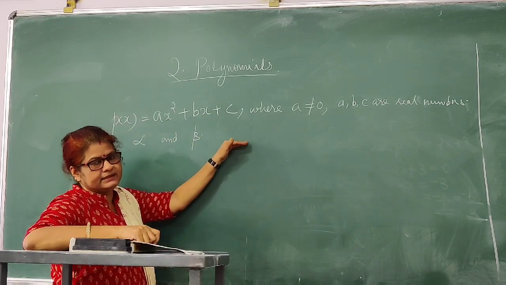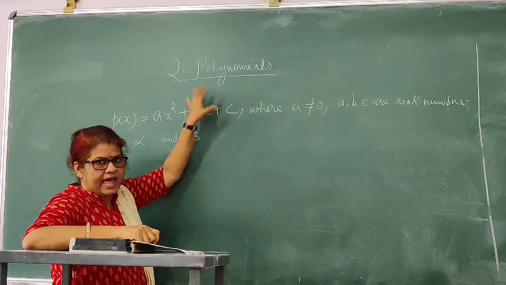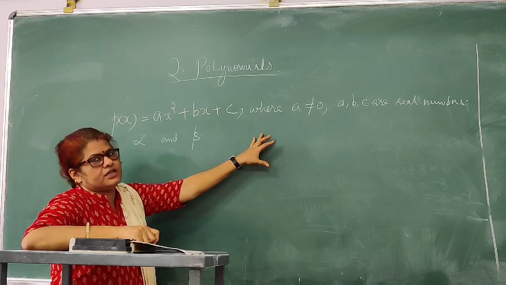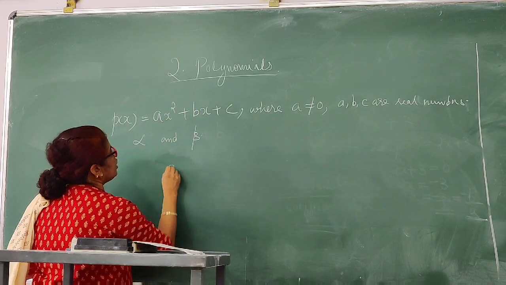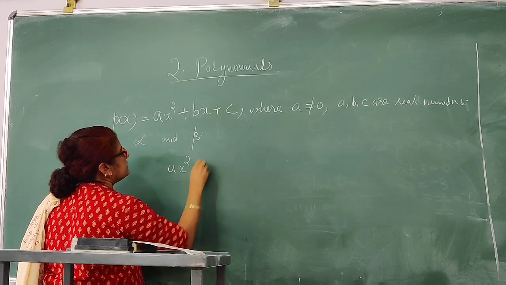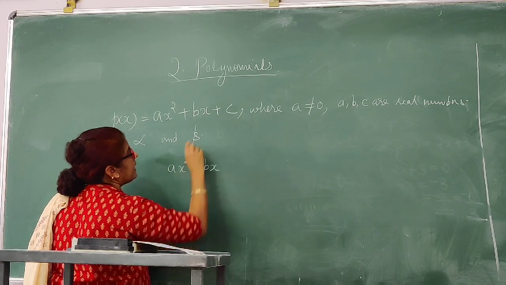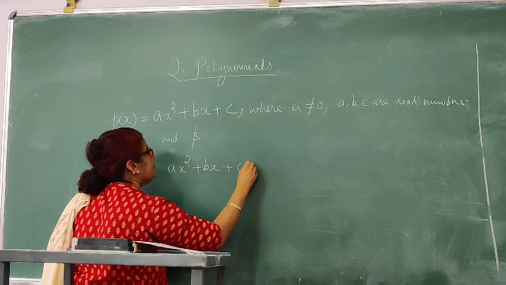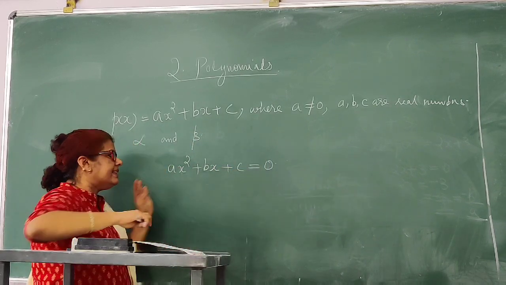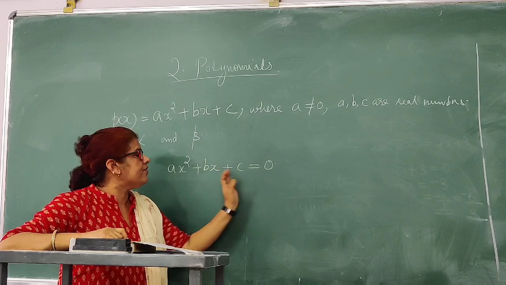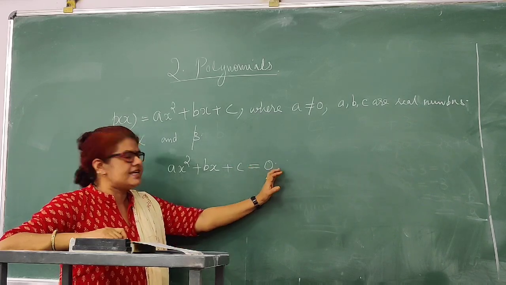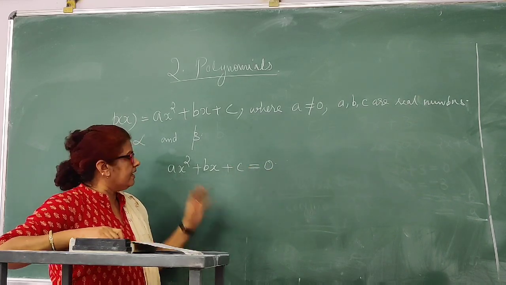We can use identities to factorize this and find zeros. For that we equate this given quadratic polynomial to 0. Then we factorize it by using the identities or by splitting the middle term.